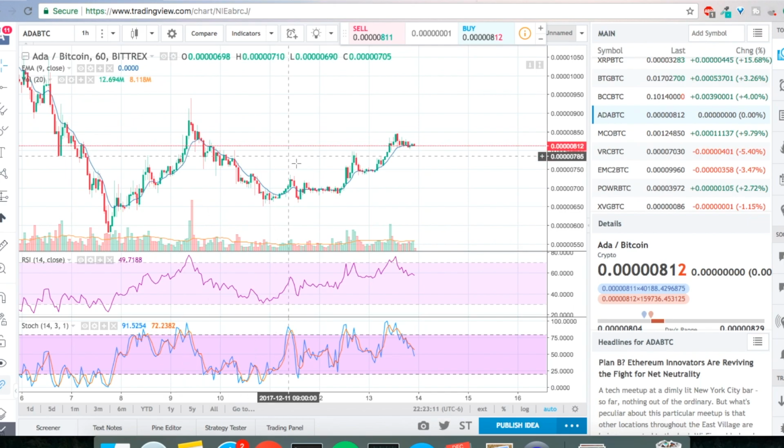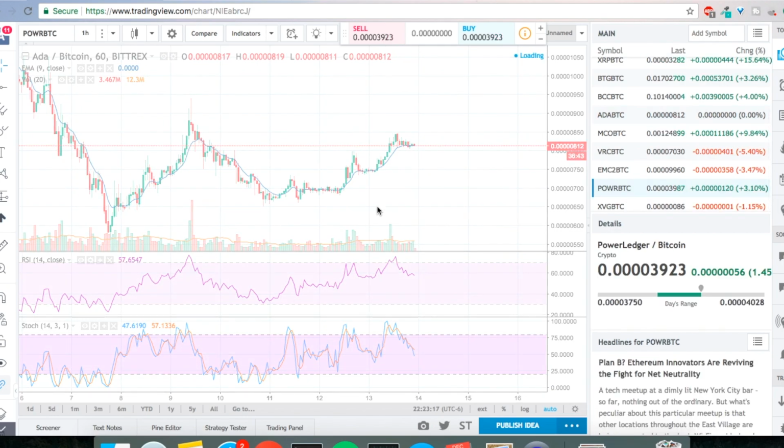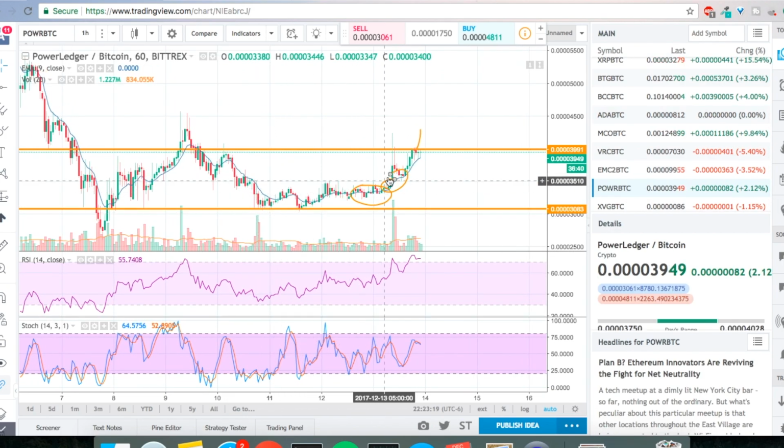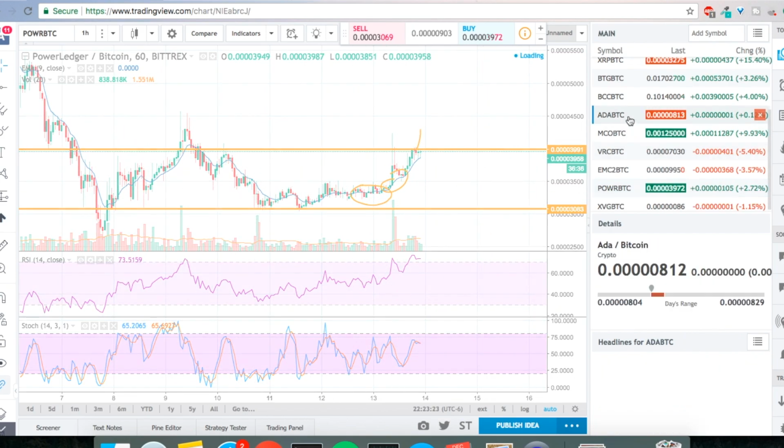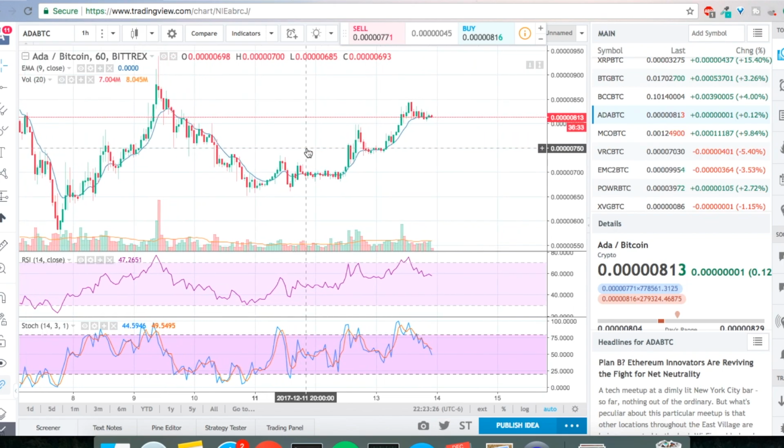This chart, for example, is also another swing play, moving fairly slowly. As you can see here, we'll go back to look at Paraledger really quick. Paraledger also was a swing play for a couple days, and then we'll go back here to Cardano, also a swing play for a couple days.